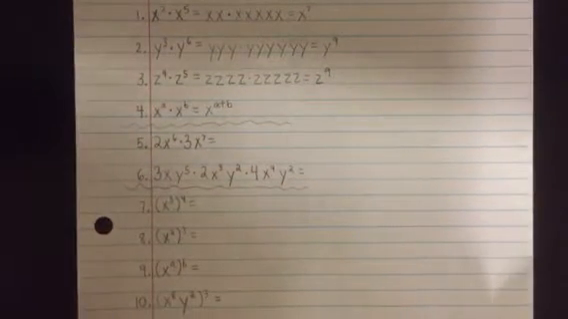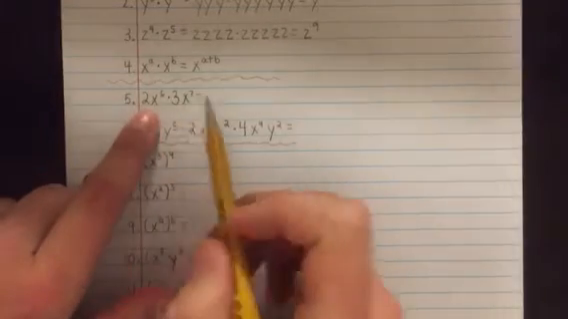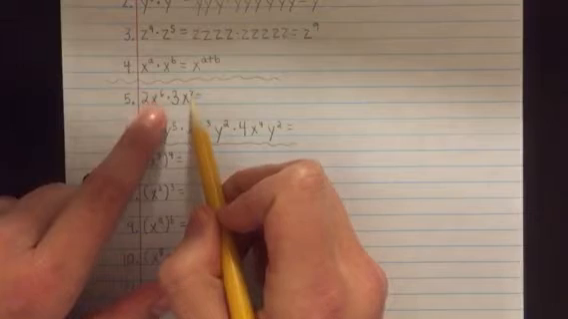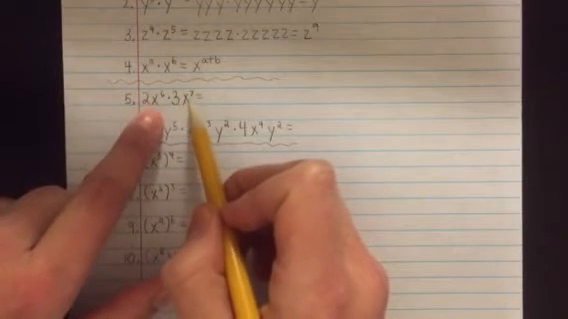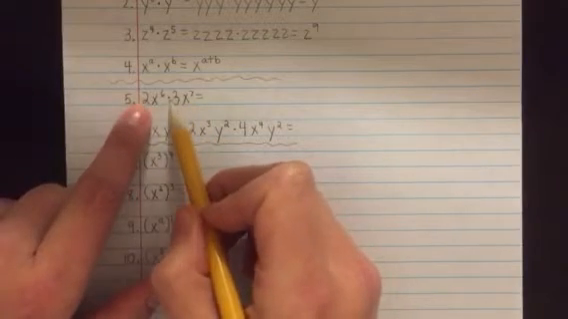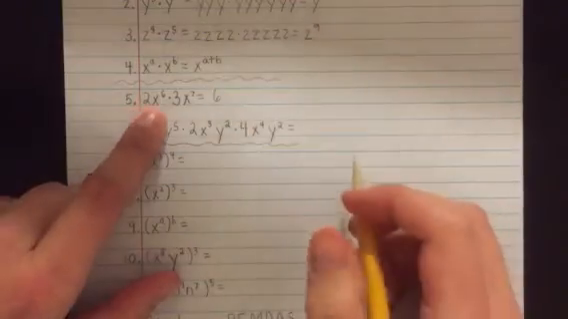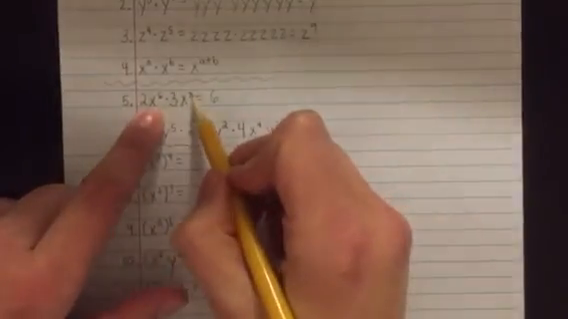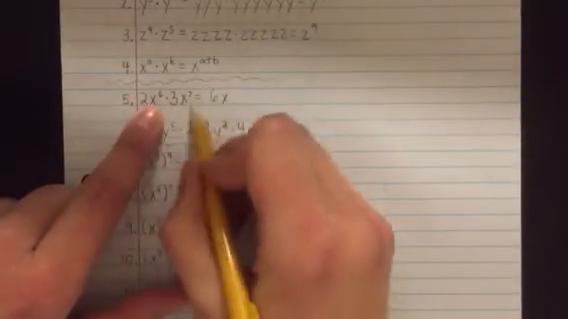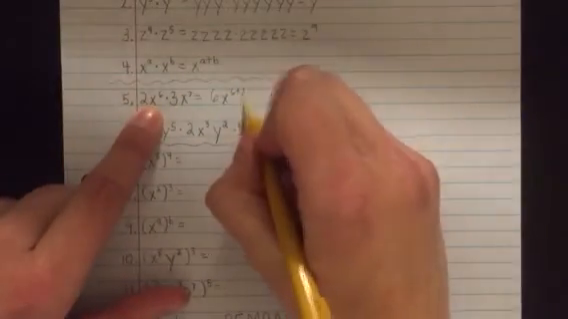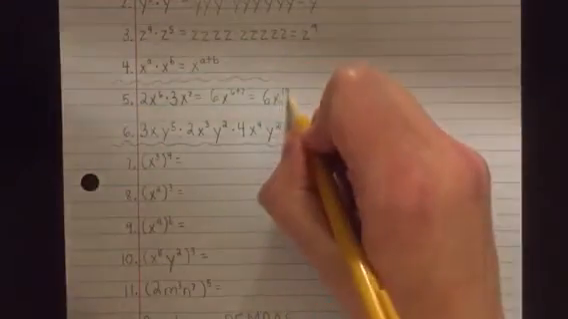So let's look at a couple of examples using that knowledge. So here, the only difference is instead of just having two like bases, I also have numbers in front. So before I worry about the x's, I've got to take care of the 2 times 3. You handle that like normal. 2 times 3 is 6. Okay, and then you've got x to the 6th times x to the 7th. So using our rule, you're going to add 6 plus 7. So my final answer is going to be 6x to the 13th.